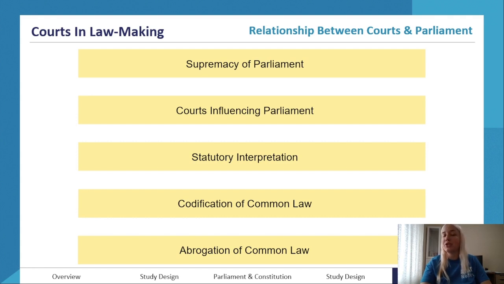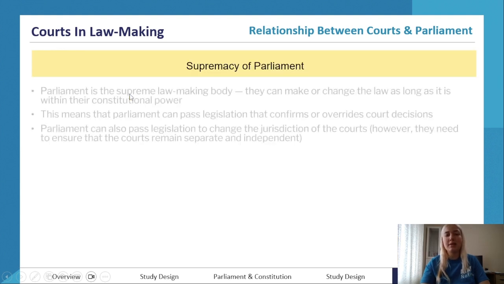Now you need to know about the relationship between courts and parliament. This is our last little bit of content. So these include the supremacy of parliament, courts influencing parliament, statutory interpretation, and codification, abrogation of common law. So the top three should already be familiar based on what we've been discussing.